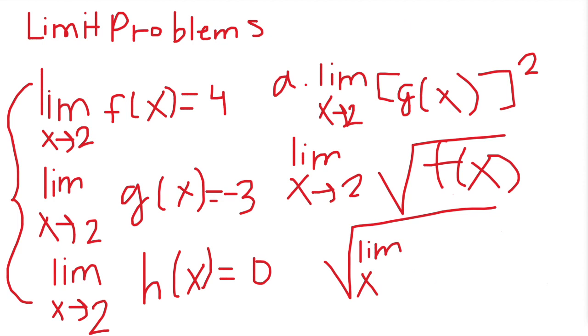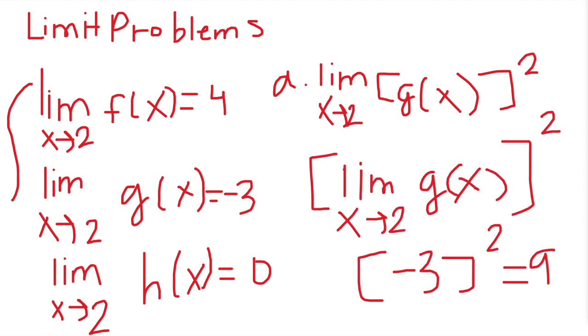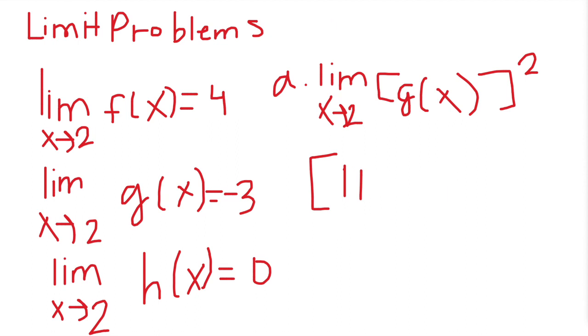Alright, and then let's see. Okay, so our next problem is a little easier, but you just need to be able to identify why it's easy. So yeah, the limit as x goes to 2 of f of x over g of x.